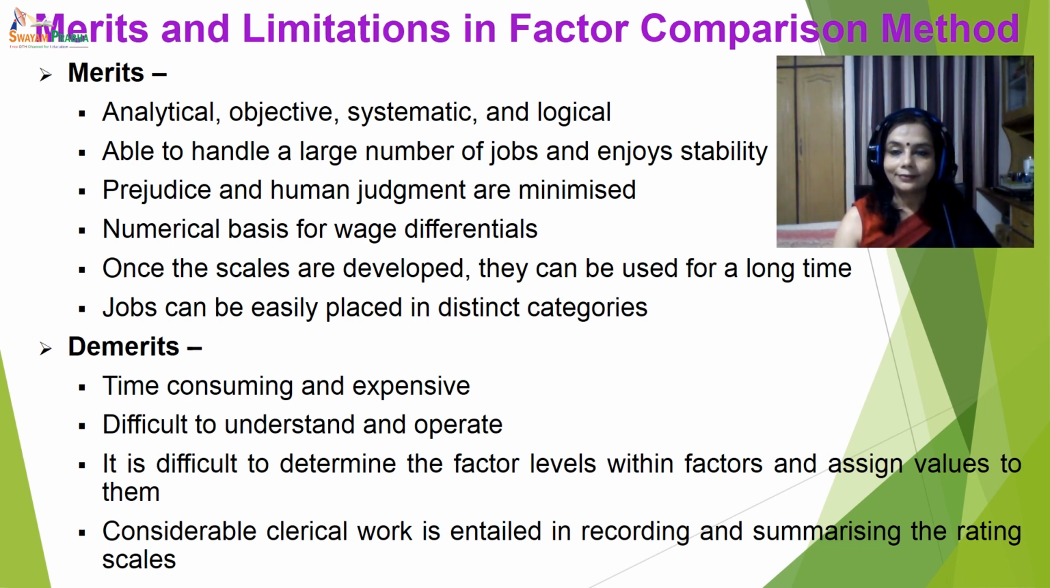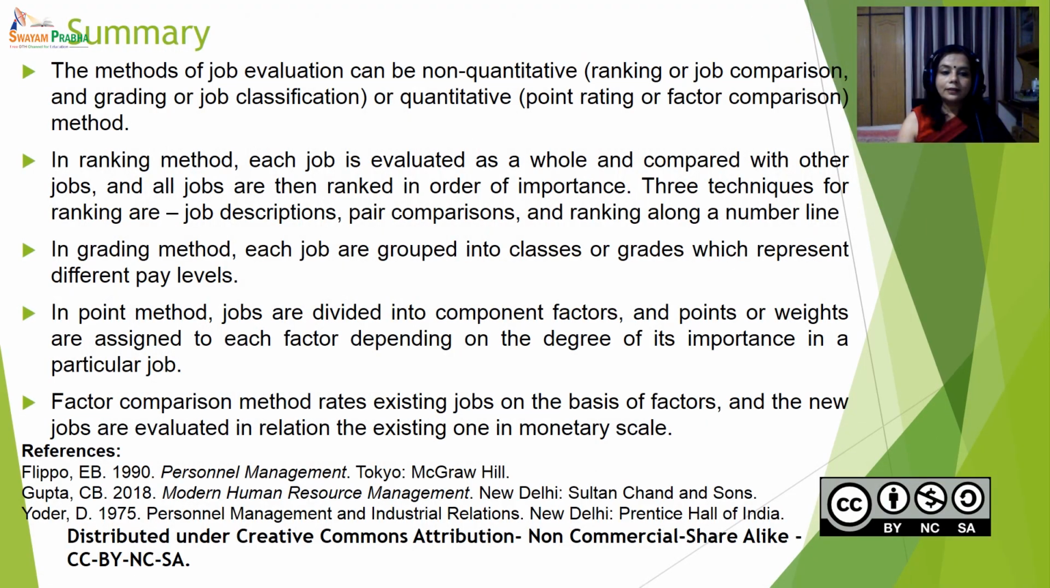Summarizing this lecture, we can say the methods of job evaluation can be non-quantitative or quantitative. In the ranking method, each job is evaluated as a whole and compared with other jobs, and all the jobs are then ranked in order of importance. Three techniques are there: job description, pair comparison and ranking along a number line. In the grading method, each job is grouped into classes or grades which represent different pay levels. In the point method, jobs are divided into component factors and points or weights are assigned to each factor depending on the degree of its importance in a particular job.